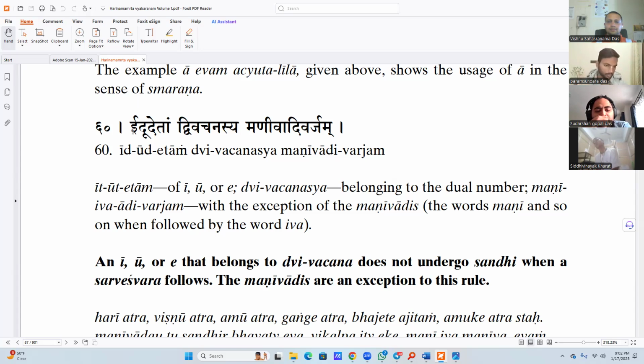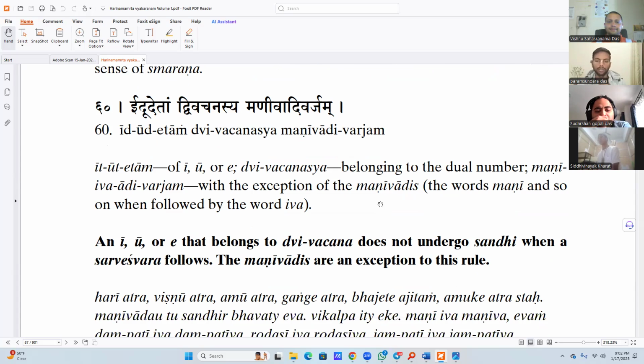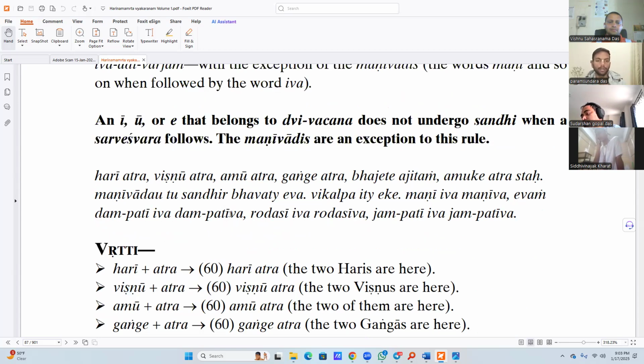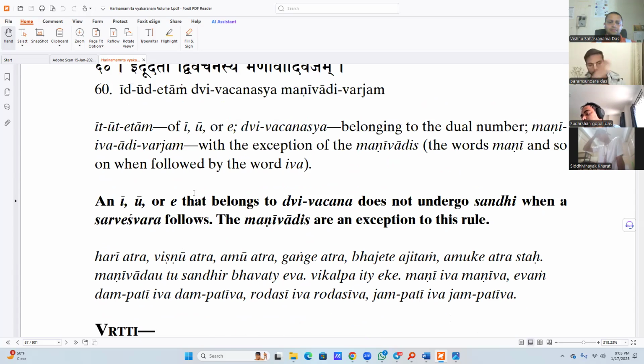So if we have a word ending with Trivikrama E, Trivikrama U, or A in dvivachana, the dual case, as Sanskrit also has a dual case, then there will be no sandhi for them. In the next chapter we will see words ending with these which are in dual case. For example, Hari with long E and atra: this Hari means two Haris, dual, so no sandhi. Same for Vishnu atra, amu atra, Gange atra, bhajete ajitam. This is an exception to the previous sandhi rules.